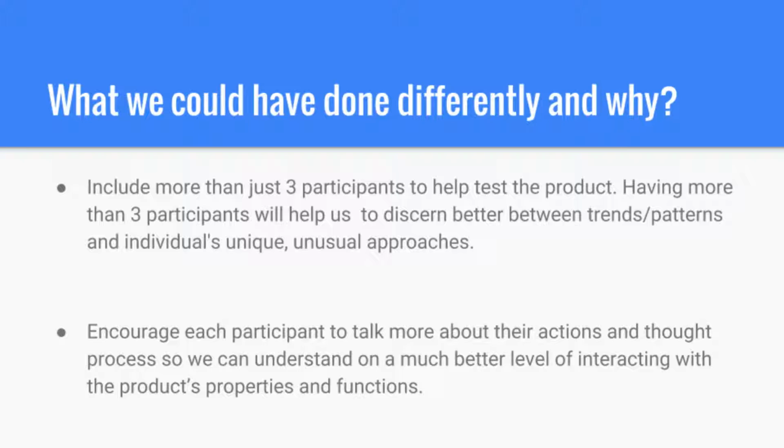What we could have done differently and why. Having more than 3 participants will help us discern better between the trends and patterns and individuals' unique, unusual approaches. We could have also encouraged each participant to talk more about their actions and thought processes so we can understand on a much better level of interacting with the product's properties and functions.